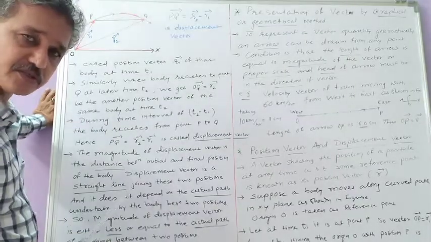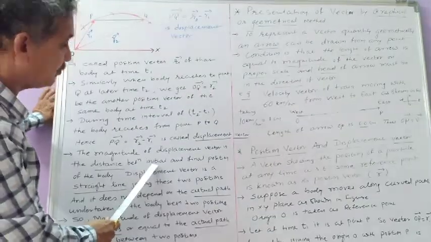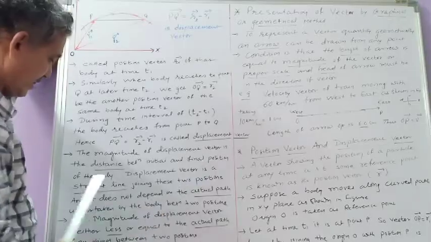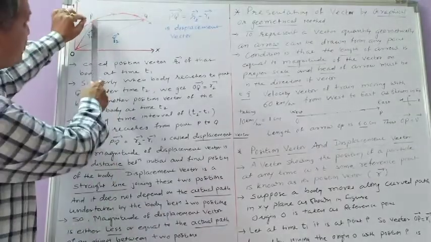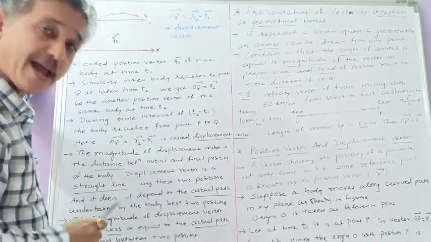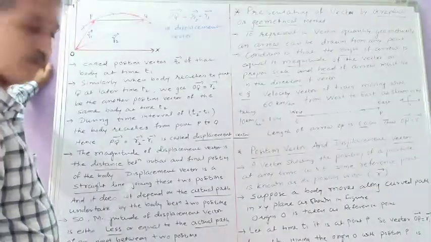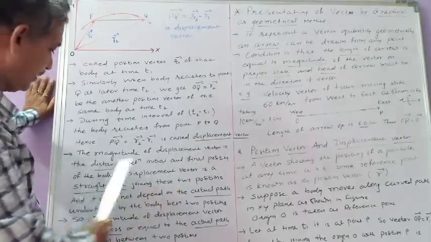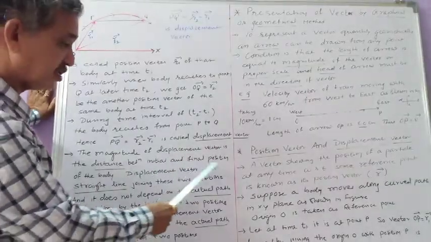Distance between what? Distance between the initial position like P and the final position like Q. We just have to measure the distance between P and Q. So that will represent what? The magnitude of the displacement vector. The magnitude of the displacement vector is the distance between the initial and final position of the body.